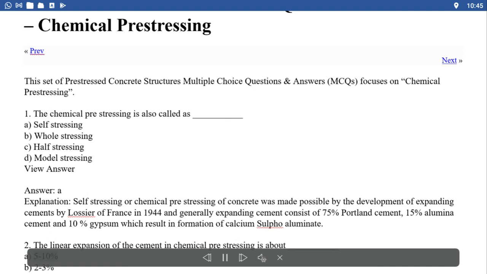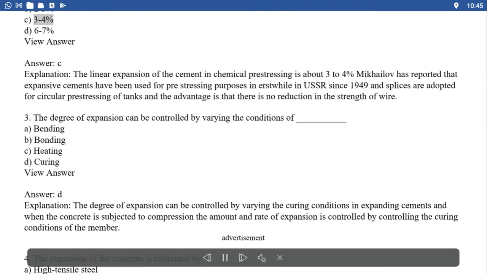A. 5 to 10%, B. 2 to 3%, C. 3 to 4%, D. 6 to 7%. Your answer: Answer C. Explanation. The linear expansion of the cement in chemical pre-stressing is about 3 to 4%. Mikhailov has reported that expansive cements have been used for pre-stressing purposes in erstwhile USSR since 1949, and they are adopted for circular pre-stressing of tanks, and the advantage is that there is no reduction in the strength of wire. 3. The degree of expansion can be controlled by varying the conditions of ________.